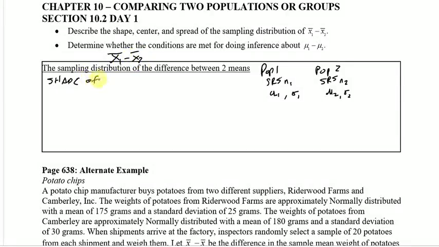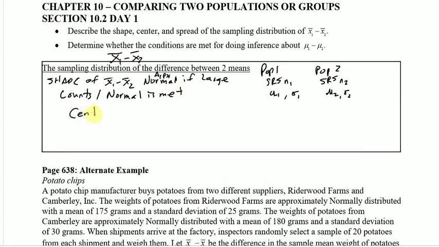And the shape of it would be normal, or approximately normal, we should say, if large counts or normal is met for both populations. The center, x bar 1 minus x bar 2, would simply be mu 1 minus mu 2.